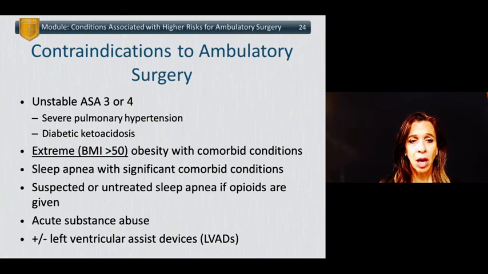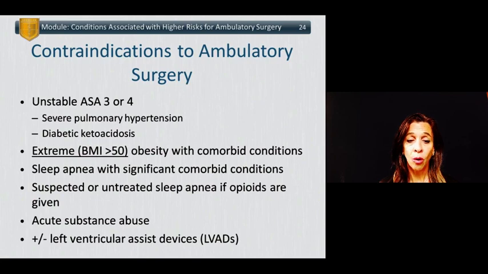So what are the absolute contraindications to ambulatory surgery? Typically, patients who are considered ASA 3 or 4 patients who have unstable medical conditions, such as severe pulmonary hypertension or diabetic ketoacidosis, are not candidates for ambulatory surgery. Patients with extreme obesity, typically a BMI greater than 51, who have associated comorbidities, particularly if those comorbidities are poorly or inadequately controlled. In patients with sleep apnea who have significant or poorly controlled comorbid conditions.